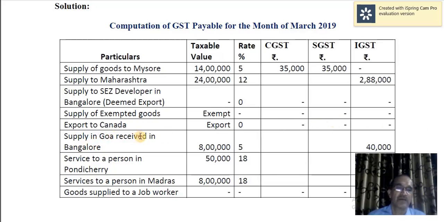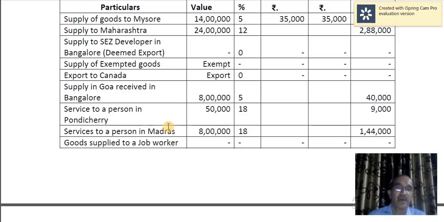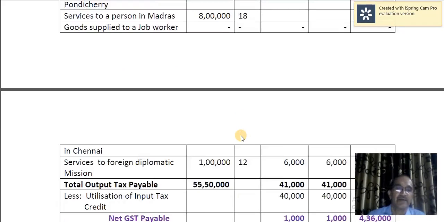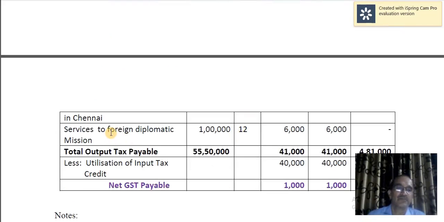Supply in Goa received in Bangalore, this is considered to be interstate supply, and therefore IGST is calculated at the rate of 5% on 8 lakh. And service to a person in Pondicherry, so interstate transaction, IGST is calculated at the rate of 18%. Service to a person in Madras, interstate transaction, IGST is calculated.